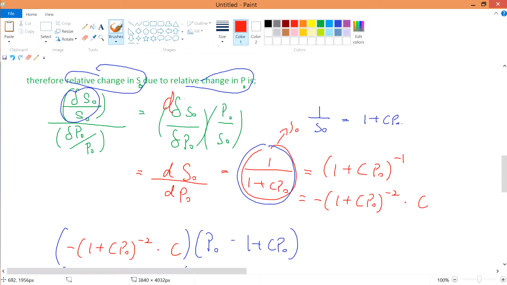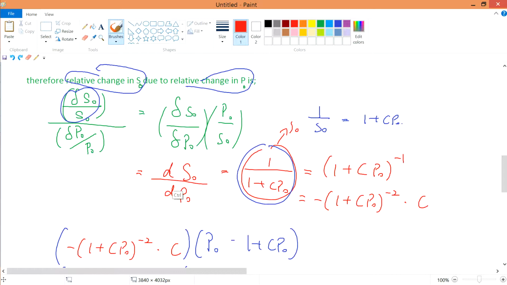Alright, it's like dy over dx, some sort. So S0 is in fact the y, so it's somewhat d over dx. So it's the analysis of y with respect to x. In other words, S0 changes with respect to P0. Alright, so therefore we're going to differentiate S0, and this is the case.